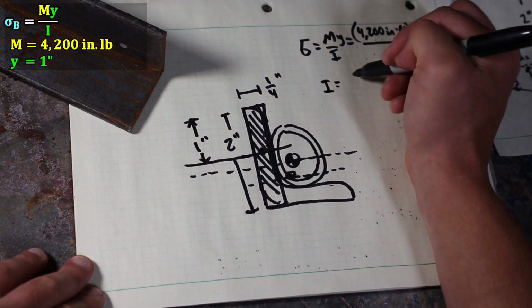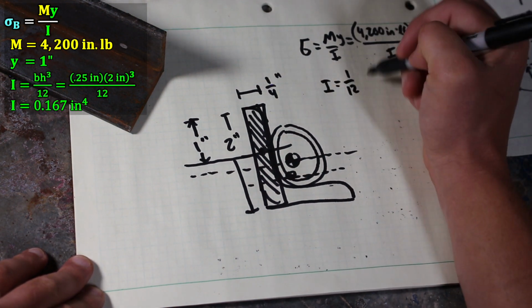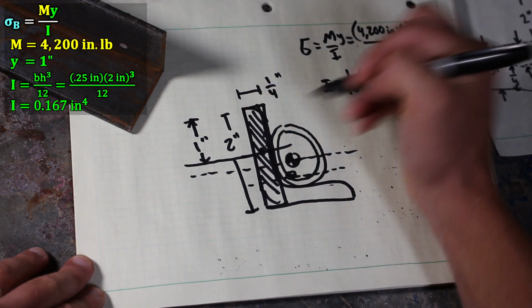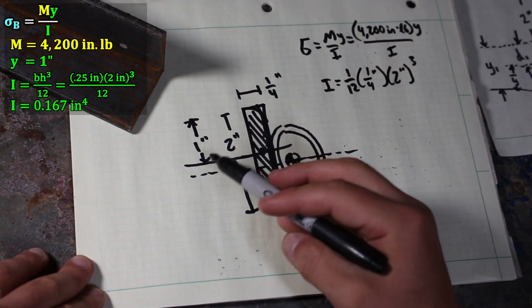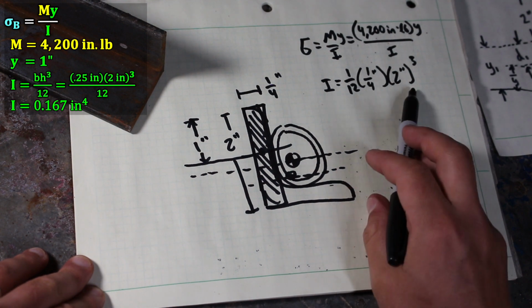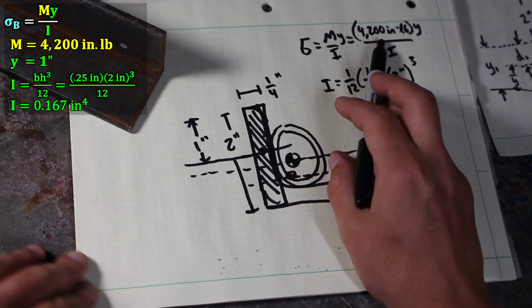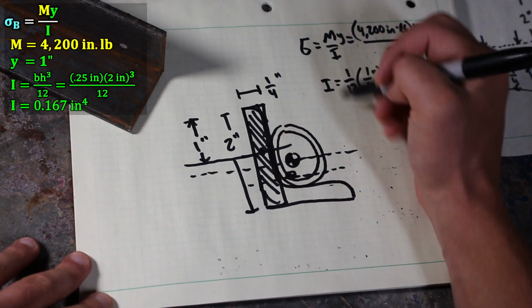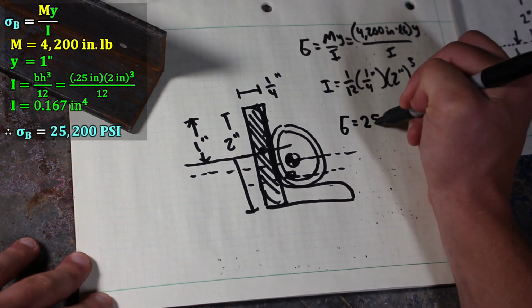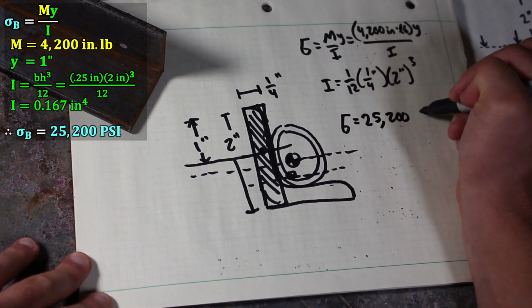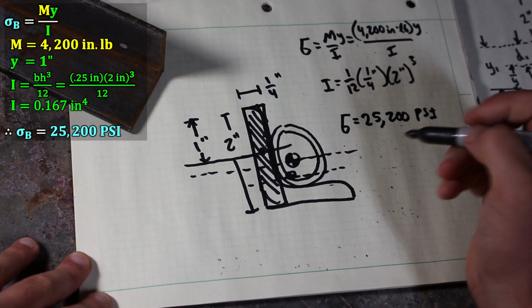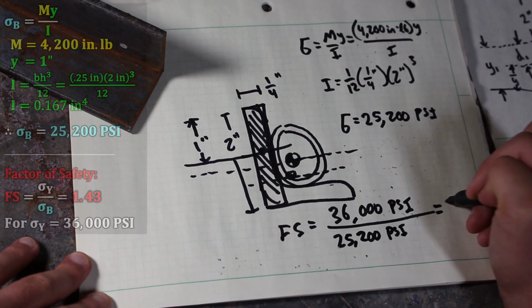I then, for a rectangle, is 1/12 base times height cubed, and the base is 1/4 inch, and the height is 2 inches. So y is an inch, I is 1/12 base times height cubed, and M is the 4,200 inch-pounds from earlier. We plug and chug, and we get 25,200 psi. And in our factor of safety equation, we get 1.43.